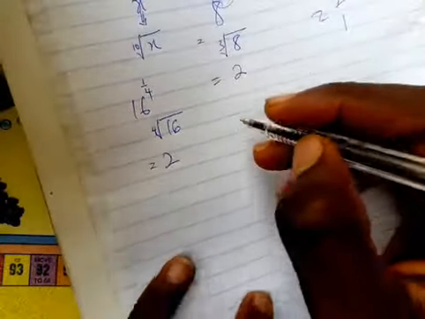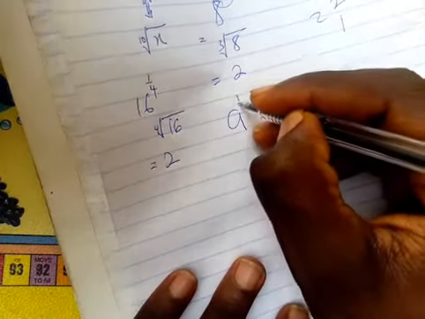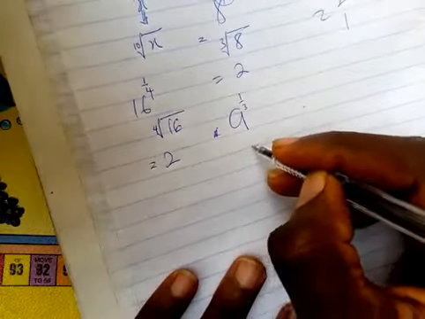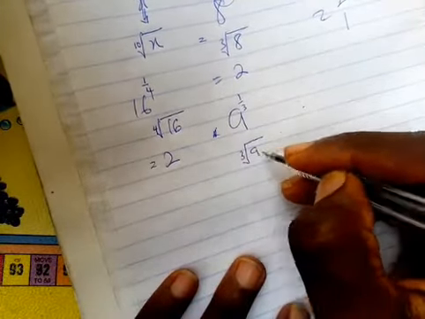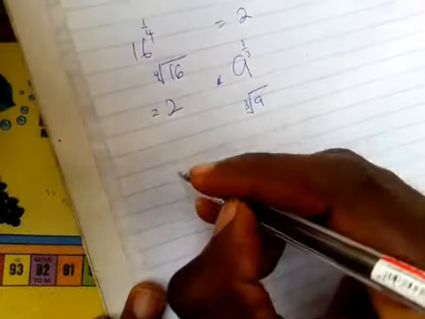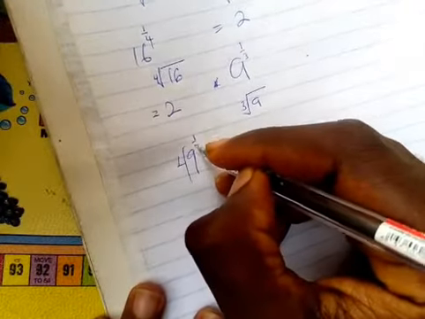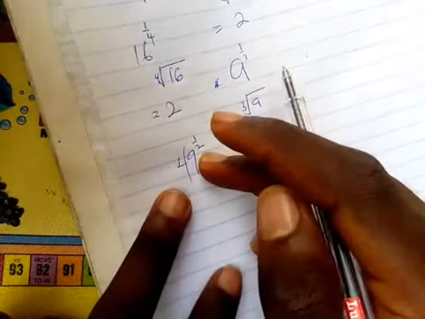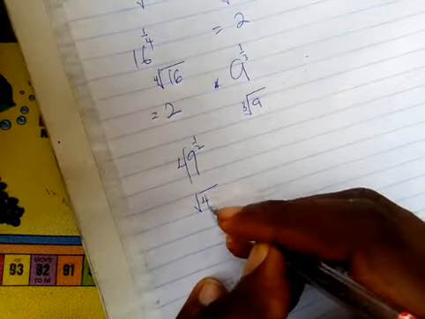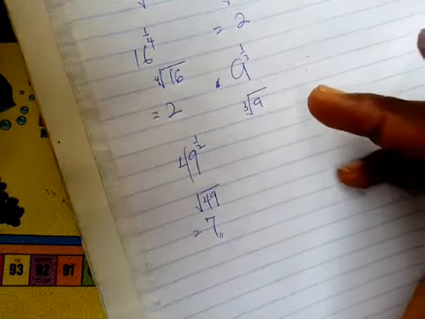So in general, if we have, say, a raised to power 1 over 3, this actually becomes the third root of a. You express it as this. And if you have, for instance, 49 raised to power 1 over 2, this is a root power. This can also be expressed as the square root of 49, and that gives you 7, because 7 times 7 gives you 49.